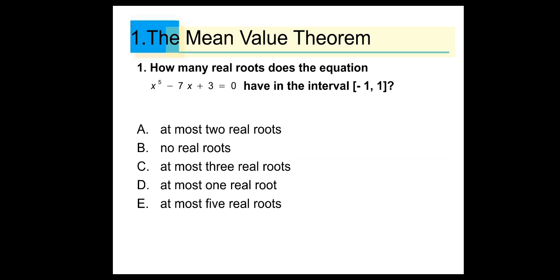Now guys, we have these examples, and you have to go through them and solve them with your own knowledge, the knowledge available in your mind. Do not try to use the internet. In this first example, it says: how many real roots does the equation x power 5 minus 7x plus 3 equal to 0 have in the interval -1 to 1? You have to choose one answer, but you have to prove that answer as well.